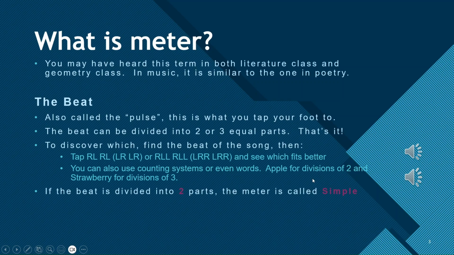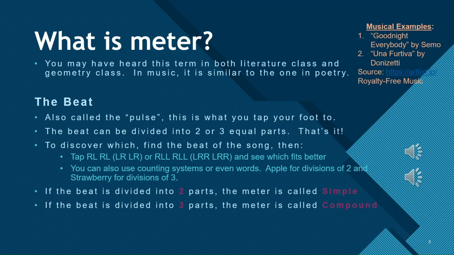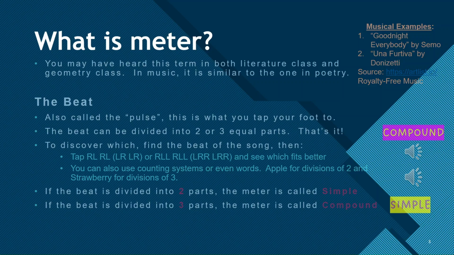All right, if the beat is divided into two equal parts, the meter is called simple. Divided into three equal parts, the meter is called compound. Those were the two musical excerpts and the meters of the two examples. The first one was divided into three equal parts, so therefore it is compound. The second one, two equal parts, therefore it's simple.